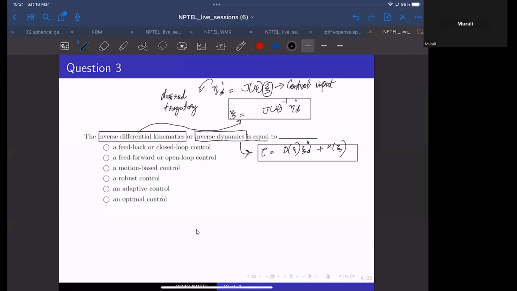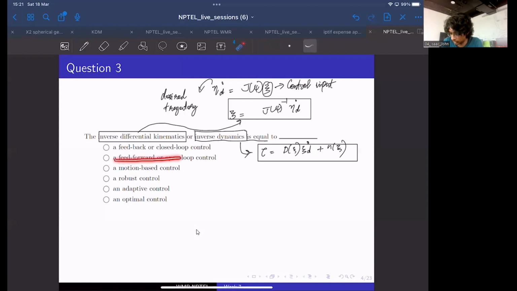Feed forward open loop controls. Exactly, yeah. This is basically a feed forward or an open loop control, because there is no feedback term, right? We only have a feed forward term. There is no feedback term. Feedback term means, again, I'll reproduce the controller law actually. Controller, we'll have a robot.